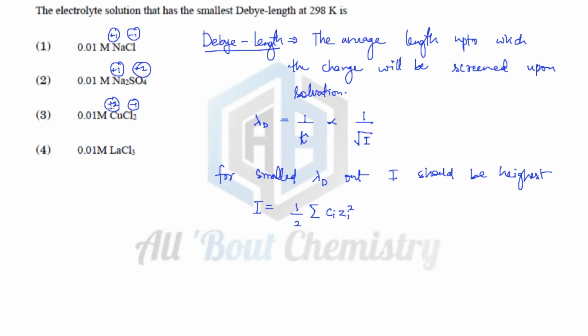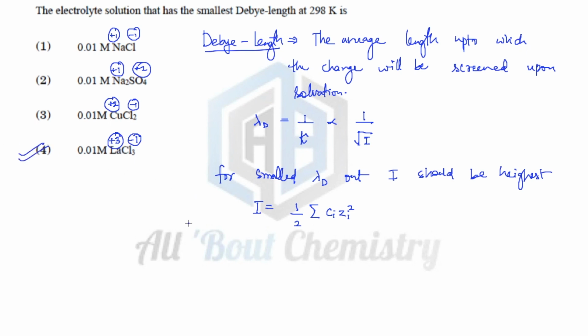So don't think it is plus and minus, so why am I not adding and subtracting? The overall charge is taken in modulus because it's going to be squared. If you put it over here, from the first one it will be 1 square plus 1 square, you will get 2. Here 1 square plus 2 square, you will get 5. Here 2 square plus 1 square, again you will get 5. Here lanthanum has a +3 charge and chlorine will have -1 charge. So here you will get 9 plus 1, 10.